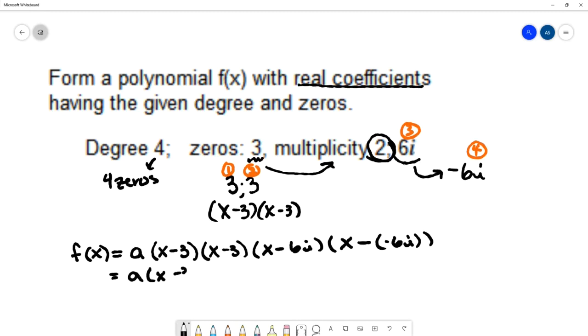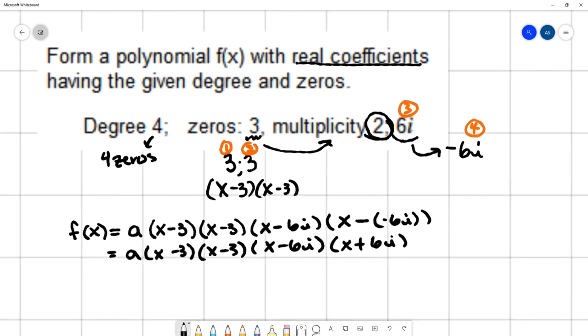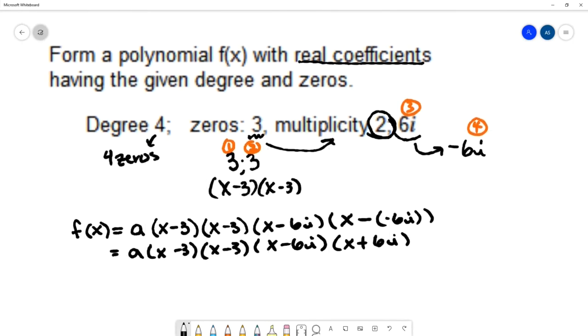So we found this polynomial that has the zeros that we're interested in. I'm just going to simplify this last one. Minus and negative is the same thing as plus. So you have 6 plus i. And we're going to simplify it by putting it in expanded form. Right now it's in factored form. I'll multiply these 2 factors together, and I'll multiply these 2 factors together.